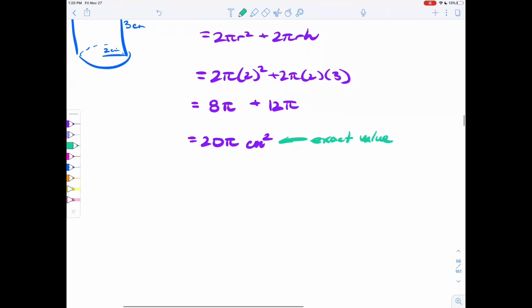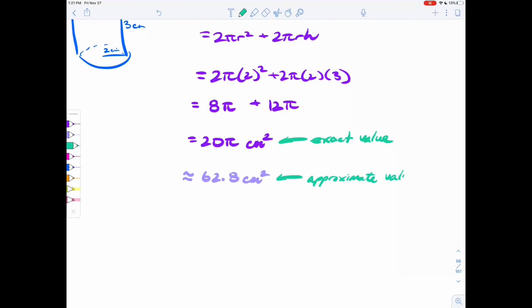To approximate it, I would need to punch that into my calculator. I would actually type in 20 times pi. Note that your calculator should have the pi button. So you should not be writing 20 times 3.14, because that will give you a rounded answer and potentially introduce a rounding error. So make sure you're using the pi button. If you can't find that, we're more than happy to help you with that next class. And as we multiply this, when we round to the nearest tenth, we get 62.8 centimeters squared. So this is the approximate value.